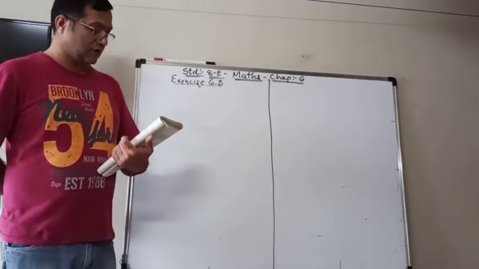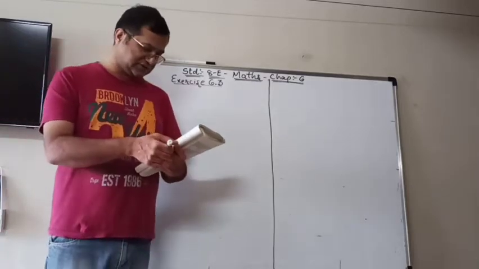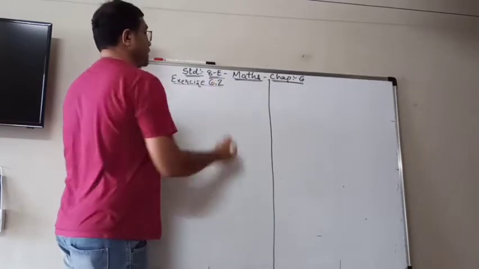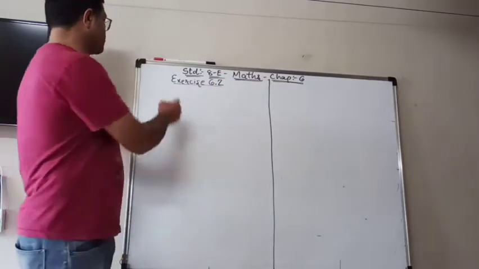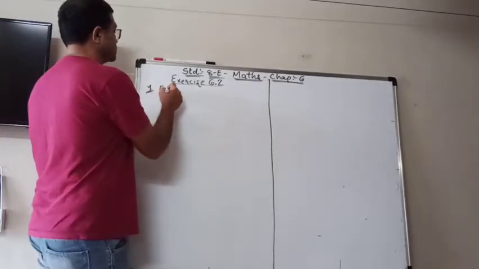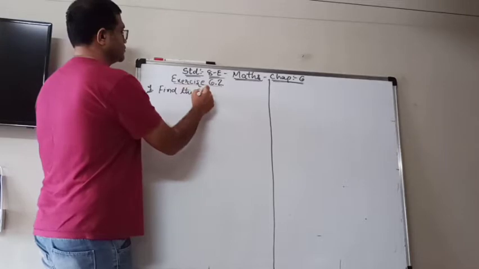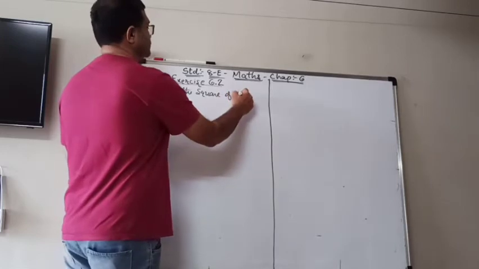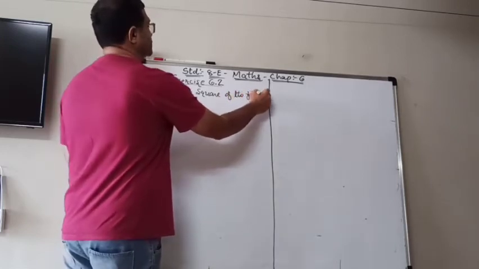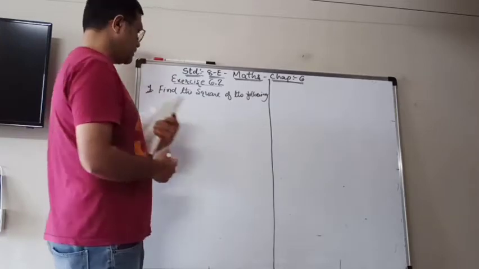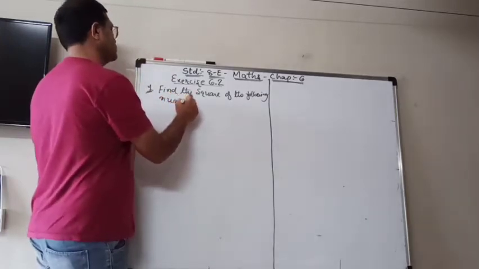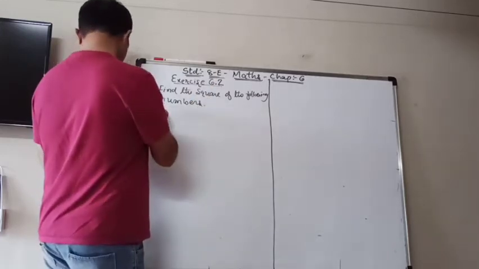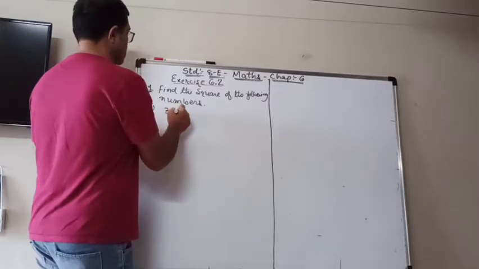Here we are going to start exercise number 6.2. Question 1 is: find the squares. Find the square of the following numbers. First one is 32.